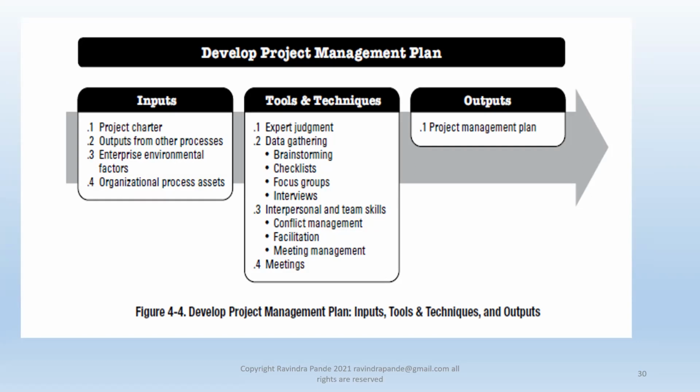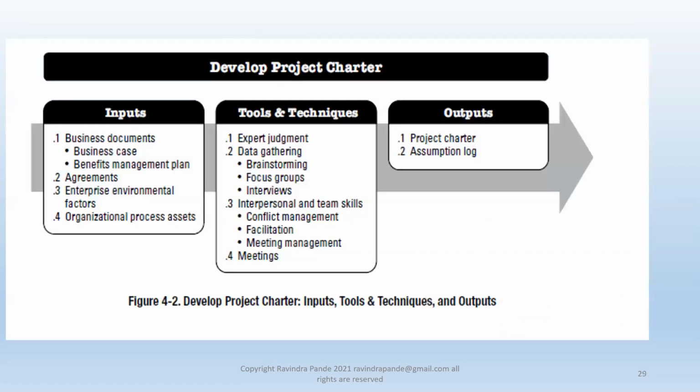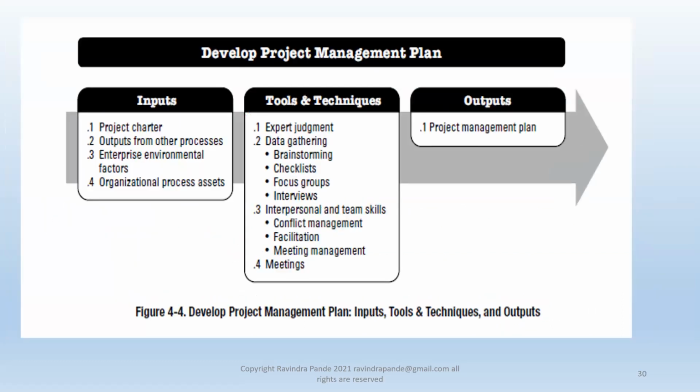Okay, let's try to understand it from the input, tools and techniques, and output perspective. The inputs are the project charter. We discussed the project charter in depth. Now you know the nooks and corners of the project charter. Then the outputs from other processes. Now, the project charter was a part of the initiating process group, right? And this is a part of the planning process group. So here you have started planning. Okay, so you are building your plans.